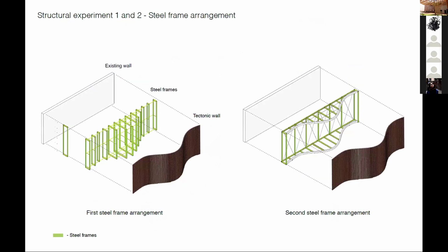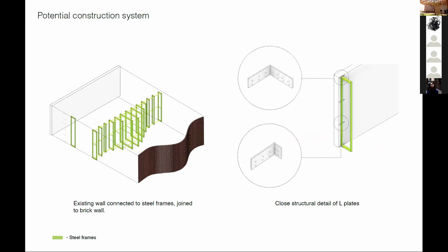This was our initial construction method, looking at different lightweight steel frame arrangements for the walls. The first diagram shows using more steel frames to support the walls, whilst the second one uses fewer steel frames. The potential construction system, following from the previous page, has a diagram to the right showing the close-up detail of the structural components and joinery, where we've used L plates.